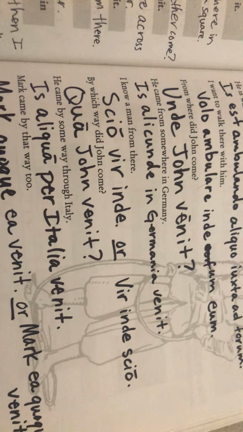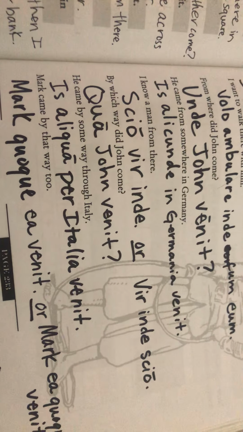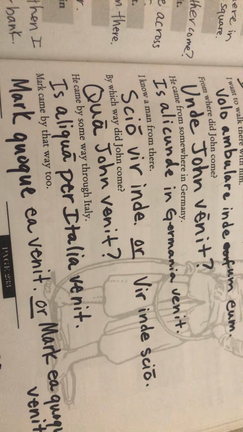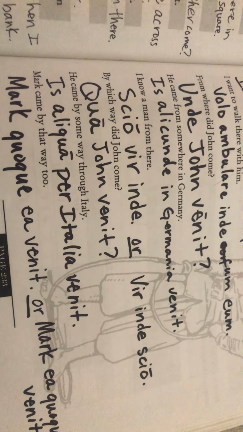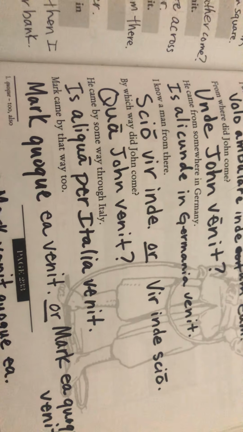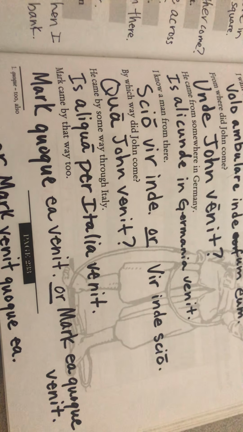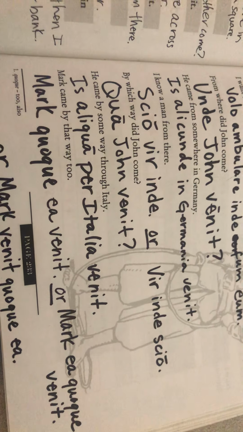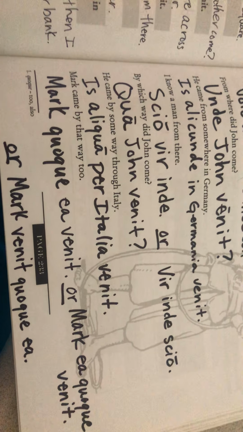From where did John come? Unde John venit? He came from somewhere in Germany. Is alicunde in Germania venit. I know a man from there. Scio virum inde. Or you could say it, virum inde scio. Once again, some of these sentences can be mixed around and it doesn't mean they're wrong.